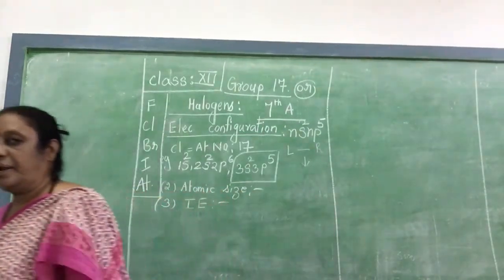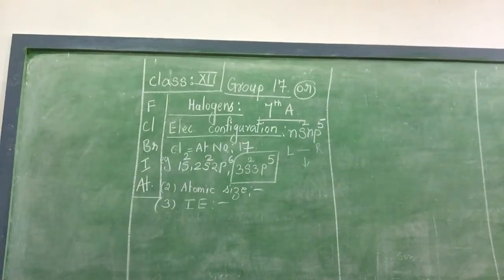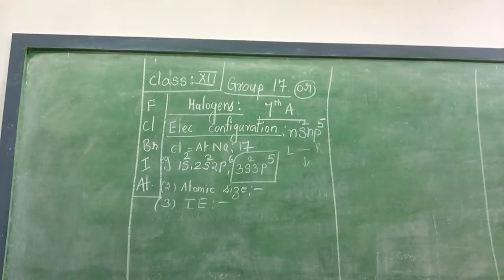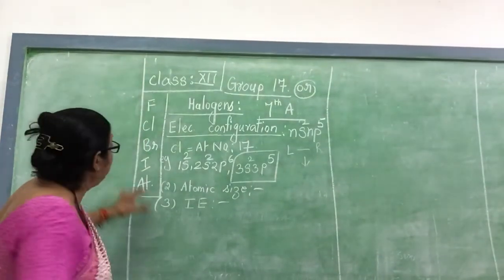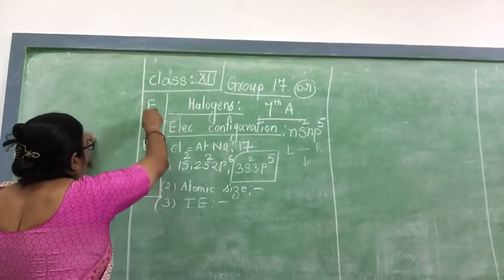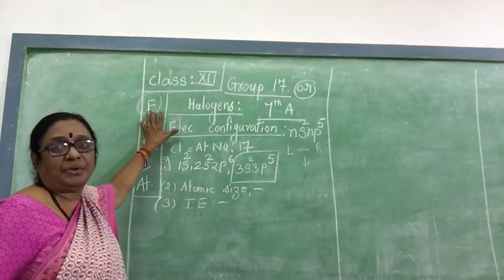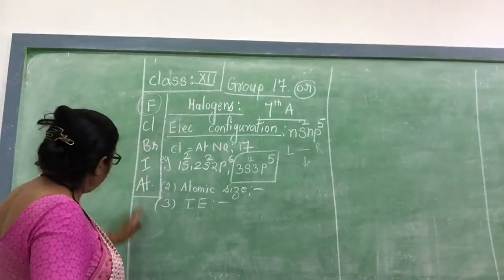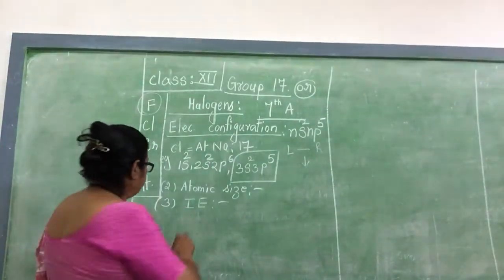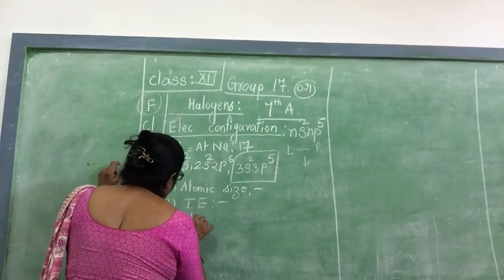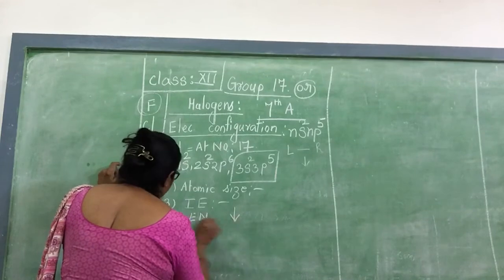Now next is, children, electronegativity. They have very high electronegativity. The electronegativity decreases down the family. Fluorine is the element having the maximum electronegativity. So the electronegativity decreases down the family.